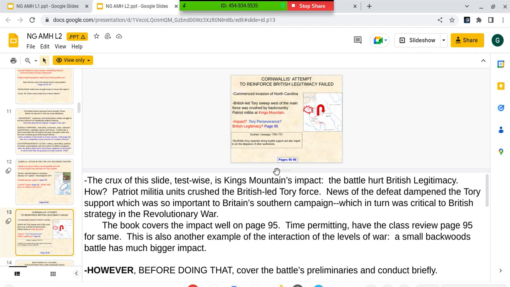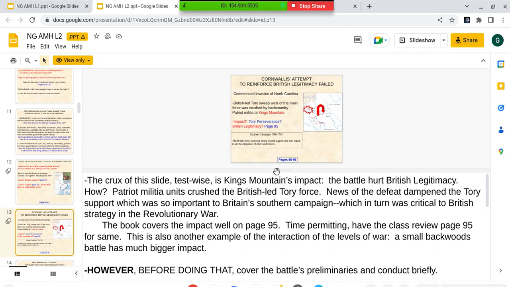And this led to a lot of problems because they found that these Tories were actually really demanding. They were not really perseverant. They were very high maintenance, and they weren't really good at fighting, and so the Tories weren't very much help. And the battle at Kings Mountain kind of showed that the Tories were not really going to help the British win this war. News of the defeat dampened the Tory support, which was important to the British Southern campaign.